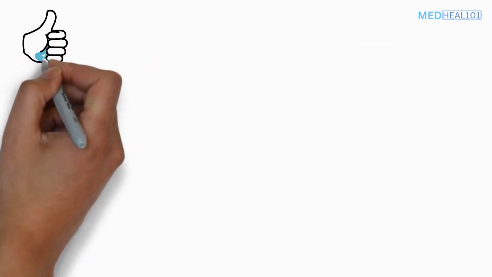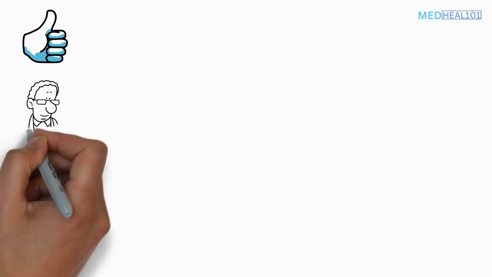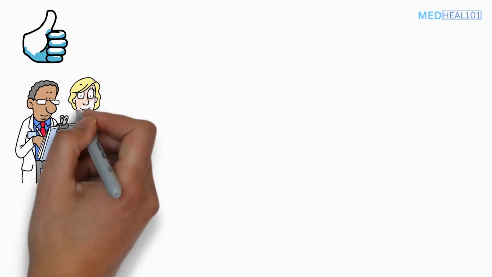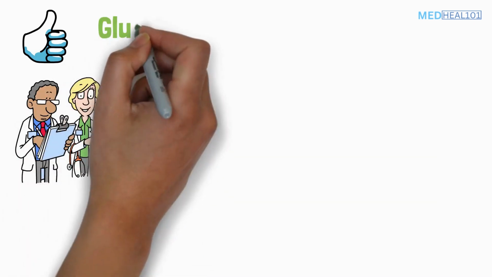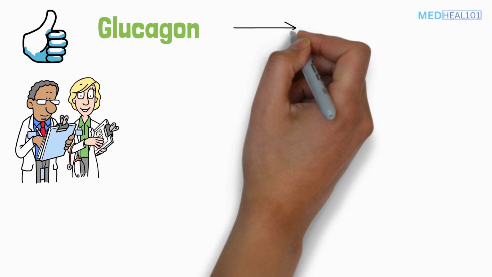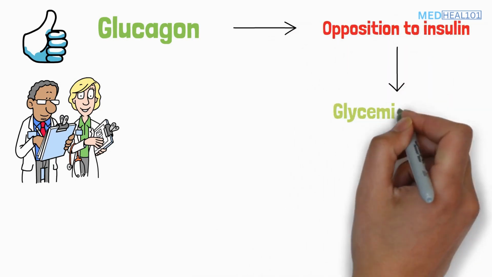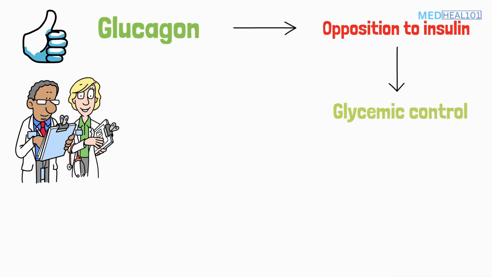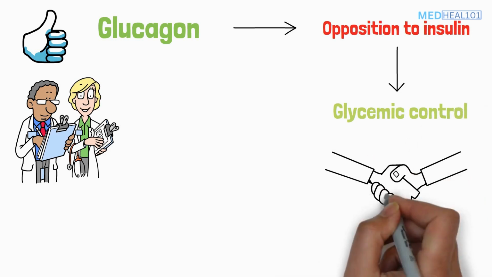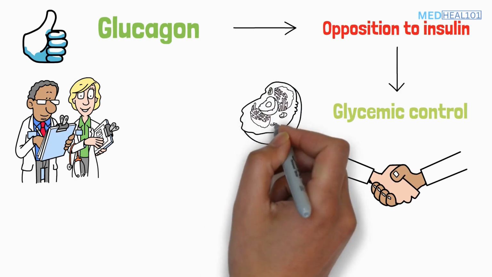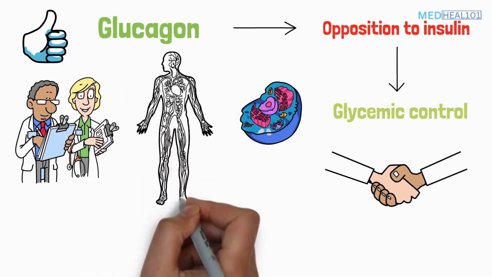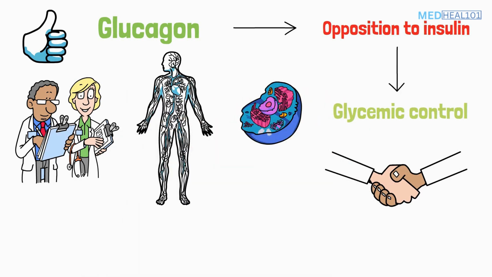Moreover, Ozempic exerts additional beneficial effects beyond its direct impact on blood sugar regulation. It has been shown to modulate the secretion of glucagon, a hormone that works in opposition to insulin, thereby further contributing to glycemic control. Additionally, Ozempic can enhance the sensitivity of peripheral tissues to insulin, allowing for more efficient utilization of glucose by cells throughout the body.